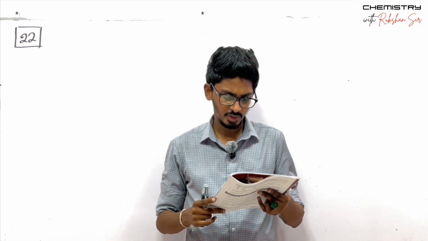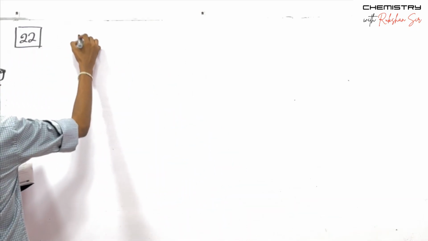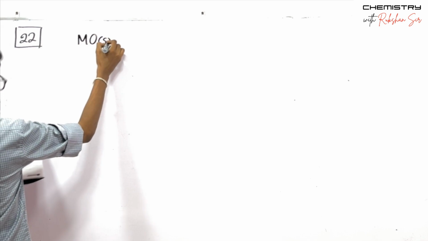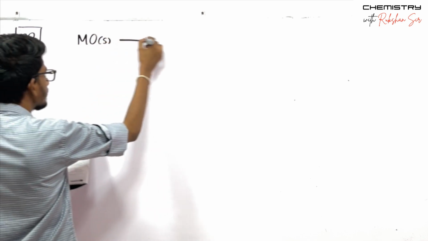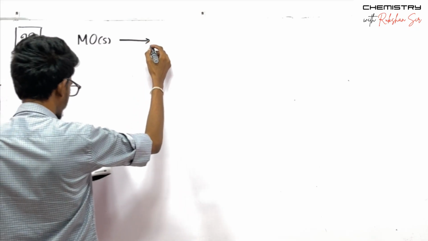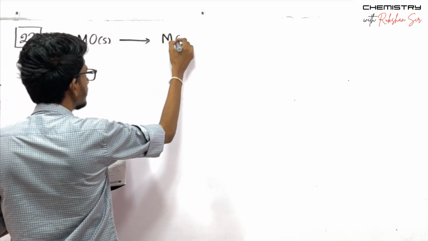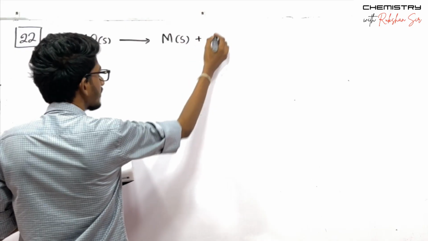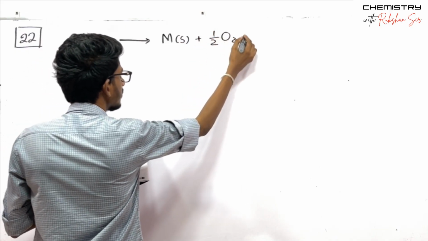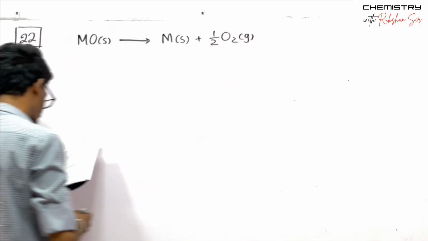Standard Gibbs energy change for the reaction MO solid goes to M solid and half of O2 gas at two different temperatures is given below. So they have given you a reaction like this: MO solid changes to M solid plus half of O2 gas.